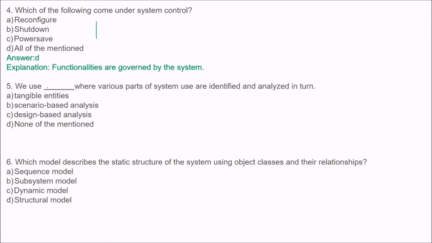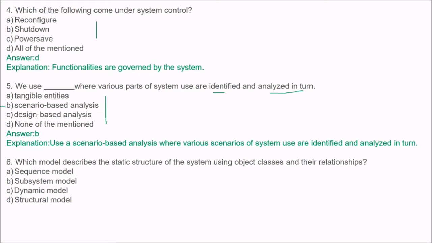Next is, we use dash where various parts of the system use are identified and analyzed in turn. We use what? Where various parts of the system use are identified and analyzed in turn. The answer is B, scenario-based analysis. We use a scenario-based analysis where various scenarios of system are identified and analyzed in turn.